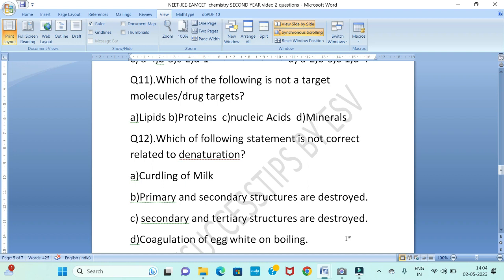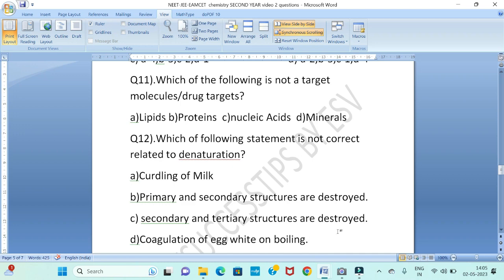Coagulation of egg white on boiling. Coagulation comes on heating of egg white on boiling. That is also one denaturation example. So answer B is not correct.